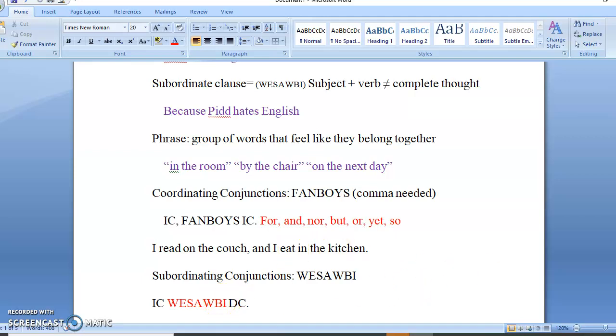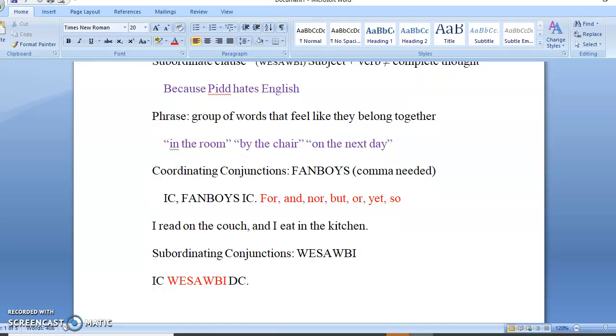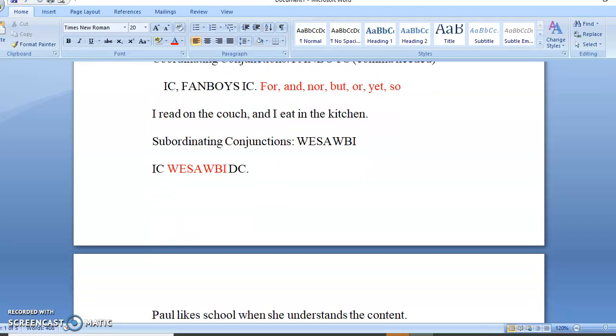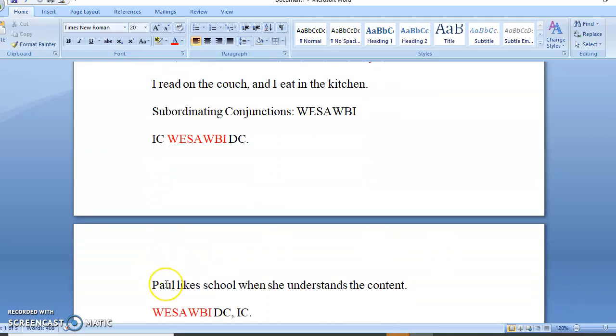All right, so in terms of dependent clauses, I promised I would go over wasabi words. So remember, anytime you have a subordinating conjunction in front of an independent clause, it becomes dependent. So the diagram we have here, independent clause, subordinating conjunction, now that becomes a dependent clause. So let me give you an example of that. Paul, that's my daughter's nickname, Paul likes school when she understands the content.